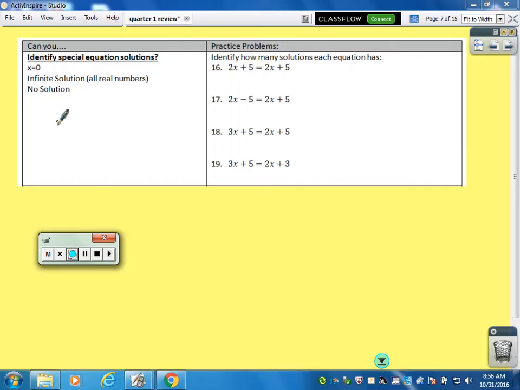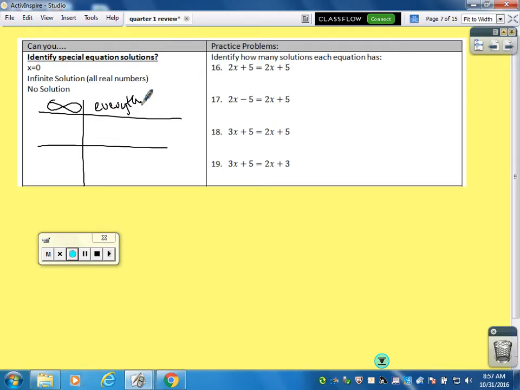So I'm going to go ahead and identify how many solutions each equation has over here. The thing about infinite solutions, it needs to be exactly the same on both sides. The no solution, let me just make a little chart real quick to make this a little easier. So I said the infinite solutions, everything's the same on both sides. You may need to distribute or combine like terms before you notice this.